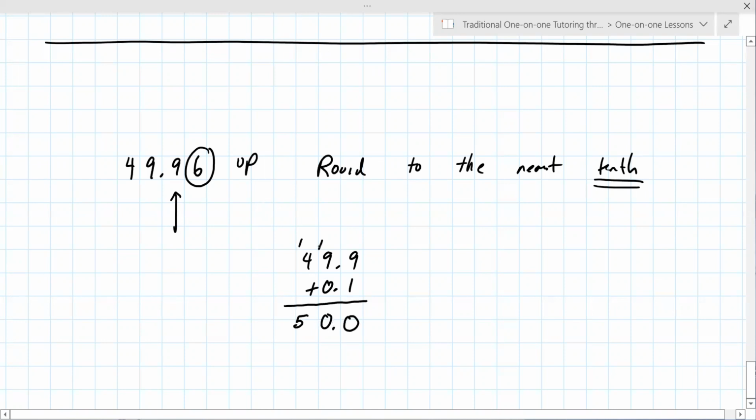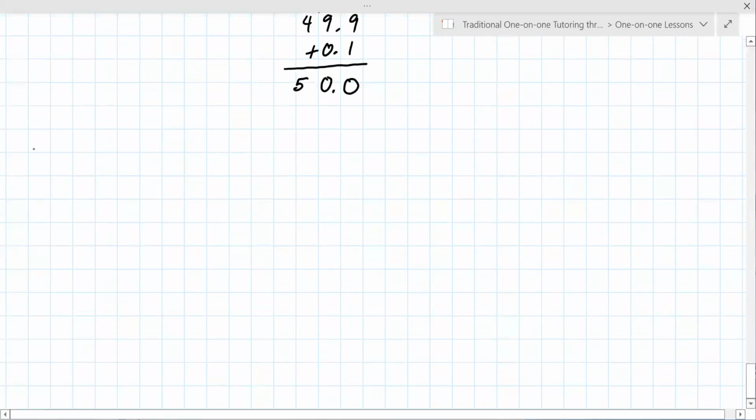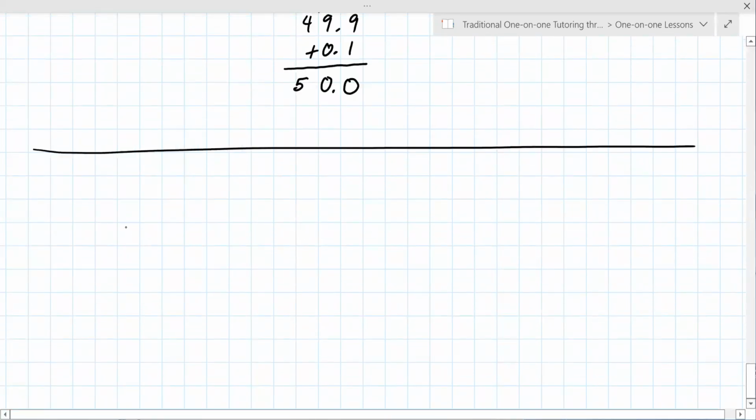Now it's possible that you might have to keep carrying it over and over. Okay. All right, so let me have you try one here. 38.95. I want you to round this to the nearest tenth. Okay.